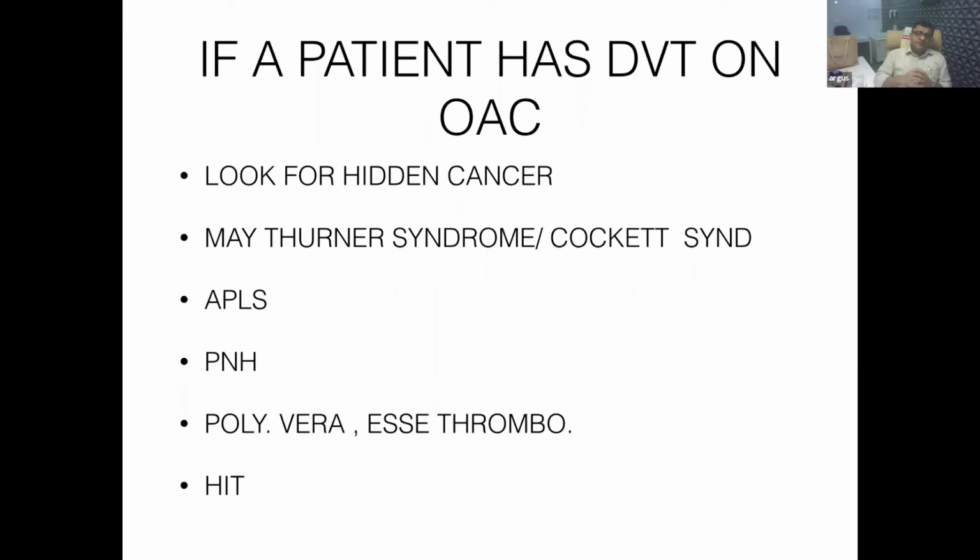Now, there is a subset if the patient has DVT on oral anticoagulation drugs. We should look for hidden cancer. We should look for May-Thurner syndrome, iliac vein stenosis. We should look for antiphospholipid syndrome. We should look for paroxysmal nocturnal hemoglobinuria, polycythemia vera, essential thrombocythemia. Then if the patient was on heparin, heparin-induced thrombocytopenia is again a risk factor for that.